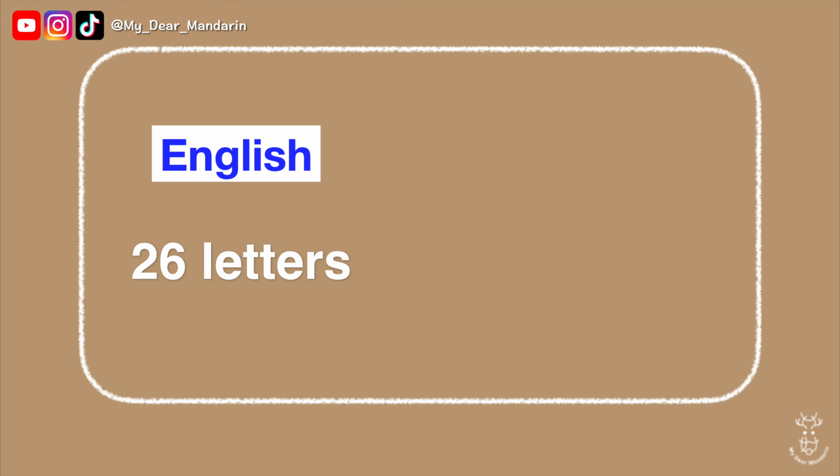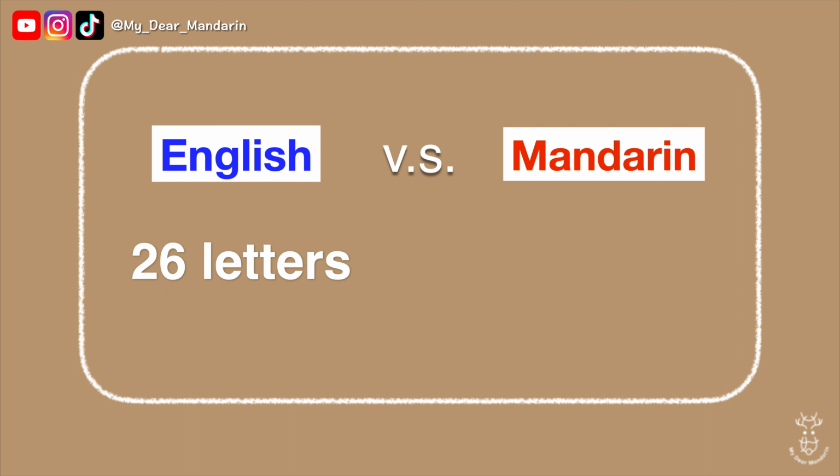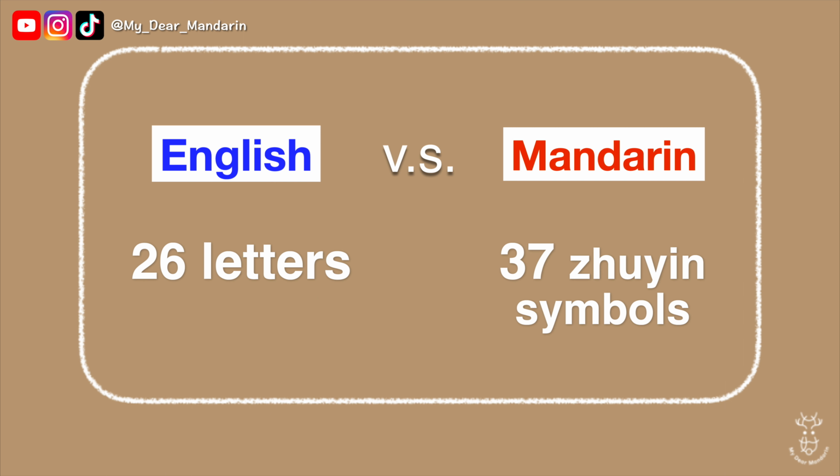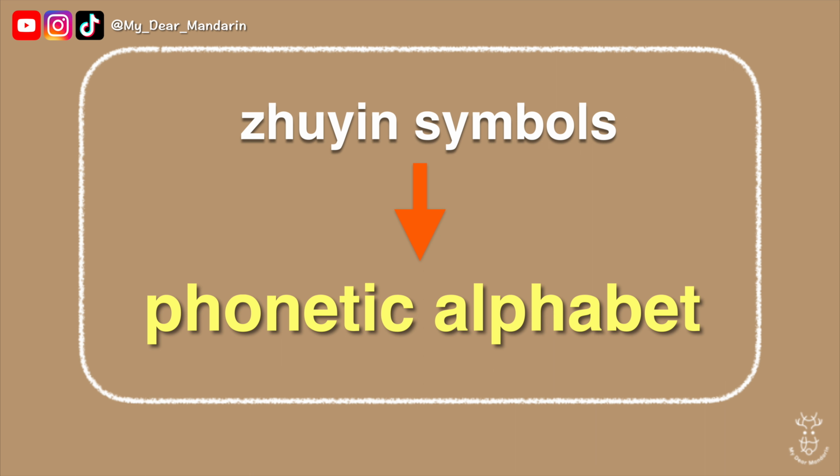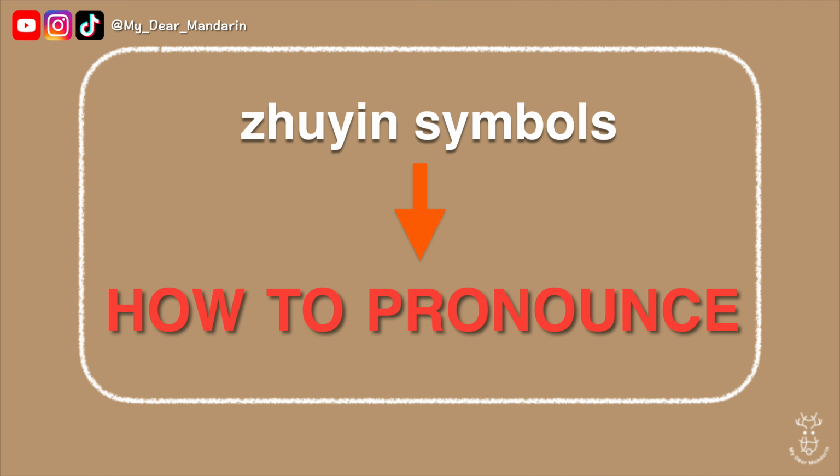English has 26 letters. As for Mandarin Chinese, there are 37 Zhuyin symbols. But Zhuyin symbols have a different concept and function from English letters. They are a phonetic alphabet. The combination of symbols only gives you a basic idea of how the word is pronounced, not the actual meaning of the word.